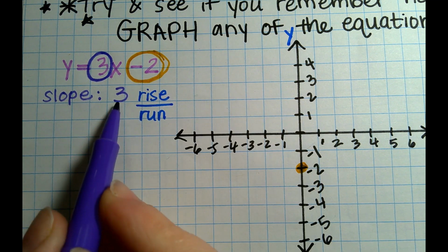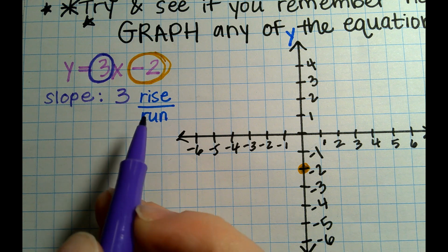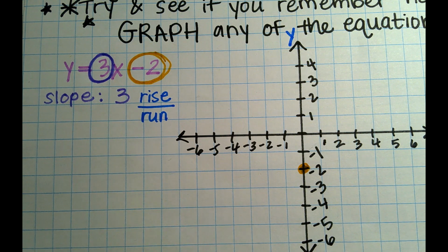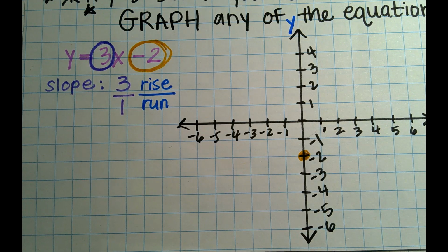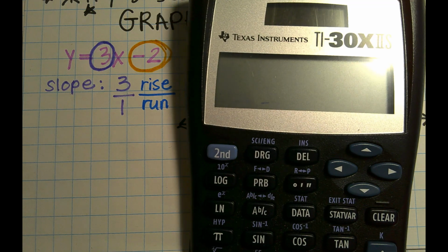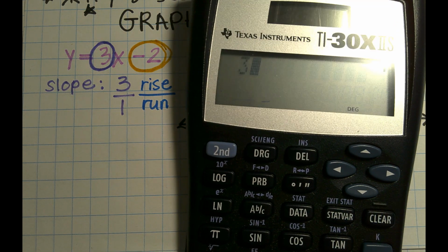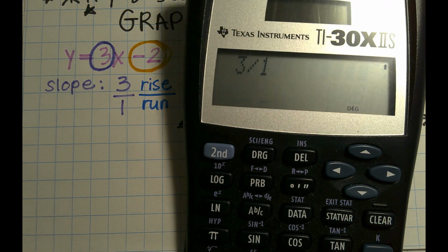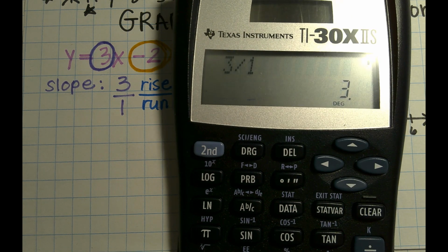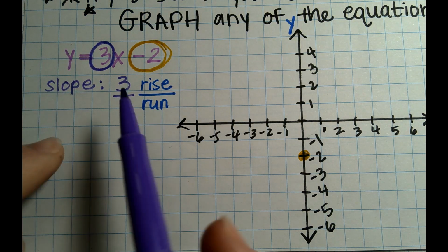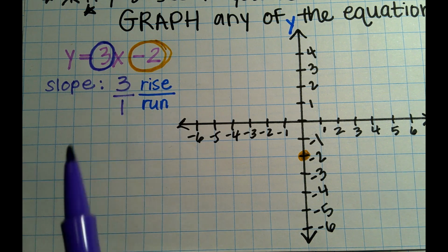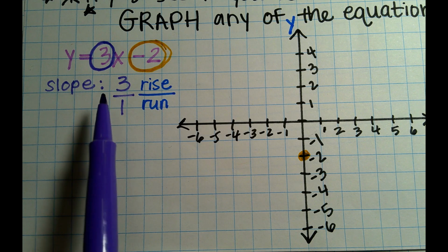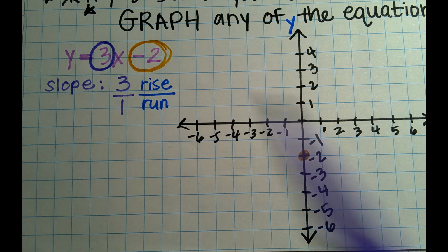Does anyone know how to turn a whole number into a fraction? Put it over 1. If I do 3 divided by 1, it's still 3. I can show you on a calculator even. 3 divided by 1 is still 3. So if we need 2 numbers for slope, a rise and a run, but we've only been given 1 number, that 1 number is our rise. The run will be 1.